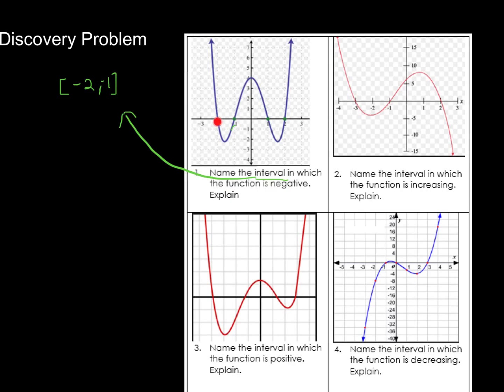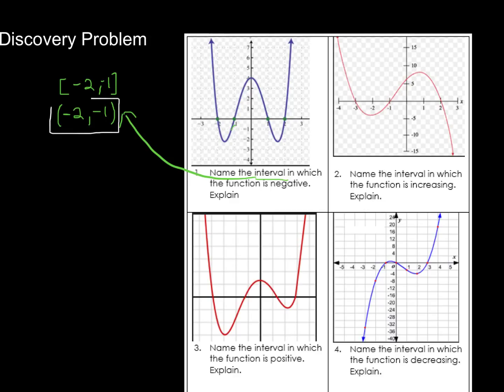But notice that's not quite true. At -2 and -1, the value of the function is 0, and we want to know when it's negative. So what we would want to do is use what's called the curled brackets. And this means between -2 and -1, the function is negative, but not including -2 or -1. So that would be one interval.